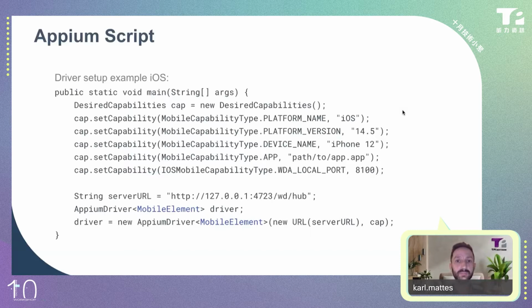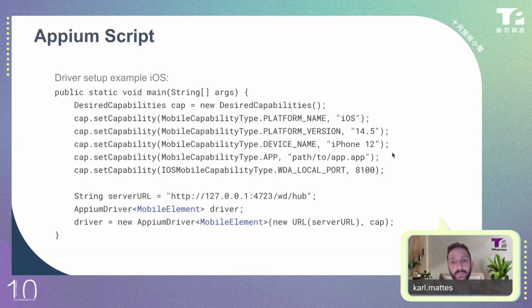As this is an example for iOS, we would, for example, set the capability type for the platform name to iOS. We set the platform version, which is the version number that we want to automate. We set a device name, which would be the name of the simulator we want to run the test on. And we would provide the capability for the application, which means we would provide the path to where our app file is located. As we're running on an iOS simulator here, we provide an app file.